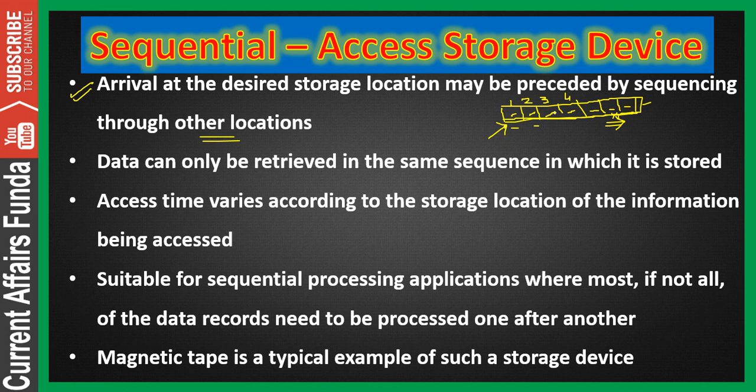Suppose you fill up these four areas and you want to enter new data; where will it go? It will go there, and the next data will go there. Same here, data will be accessed in a sequential way. Next point: data can only be retrieved in the same sequence. I already told you with an example. Retrieve means access. The data can only be retrieved in the same sequence in which it is stored.